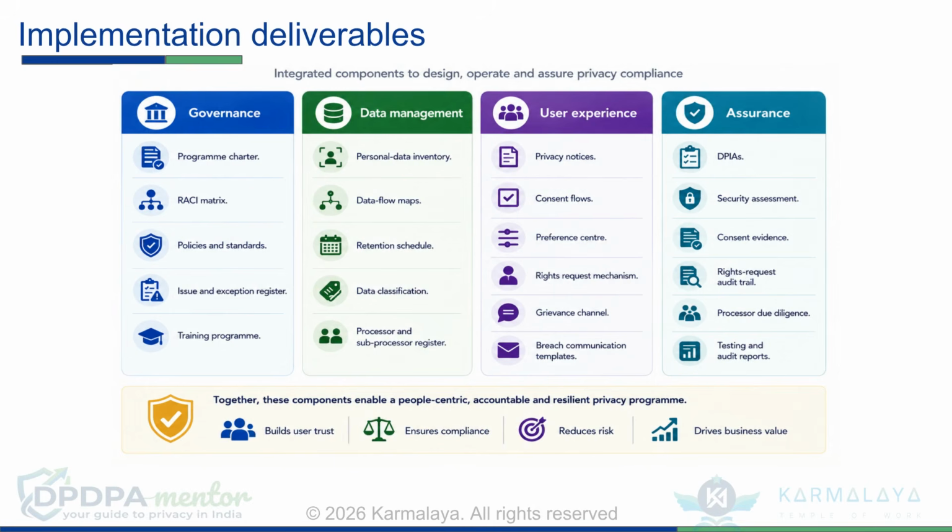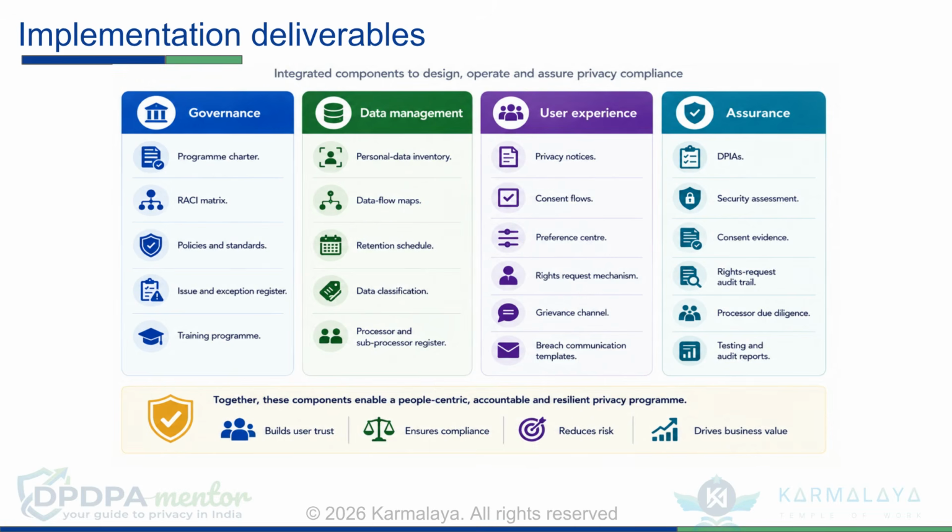The governance deliverables clarify ownership. The data management deliverables establish visibility over personal data and its movement. The user experience deliverables make privacy controls visible and usable. The assurance deliverables demonstrate that controls are operating and that the organization can produce evidence when required. Each deliverable should have an owner, approval status, review date, version history, and relationship to the relevant system or process.